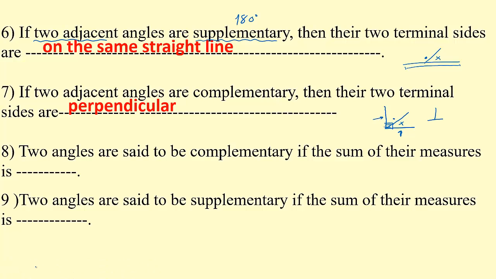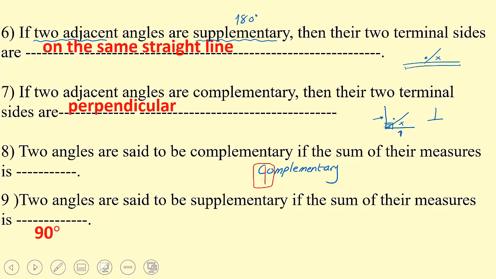Let's go for number 8. Two angles are said to be complementary if the sum of their measures is. We said that complementary, to memorize what is the sum of its measure, simply go and add here a line. And now I have 90 degrees. So the complementary angles, their sum must add to 90 degrees.